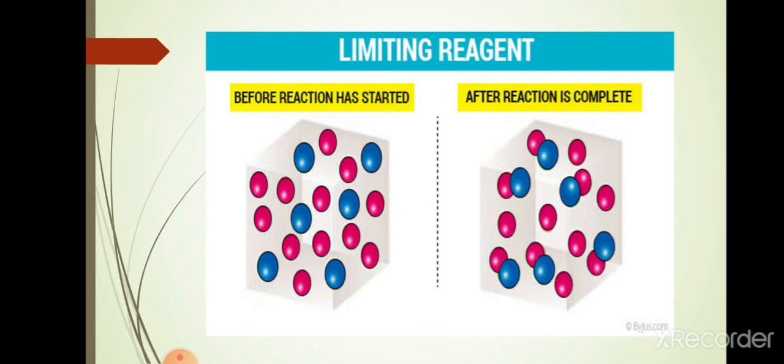Now here is a picture from which you can understand the limiting reagent. Here the reactants are in blue and red color. After the reaction you can see that the blue reactant is completely reacted. So we can say that the reactant in blue color is the limiting reagent.